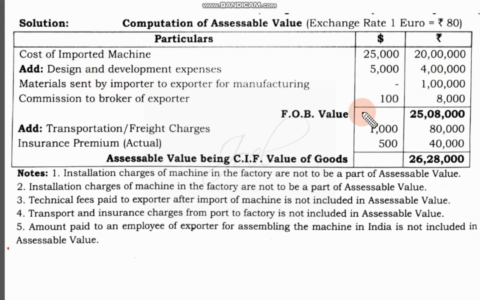When you add all those items, you will arrive at FOB price. FOB price will be 25 lakhs. To this amount, two items should be added. One is freight and insurance. Both amounts are given in the problem, and it is not air freight, so whatever is given in the problem, that itself we will consider as the final amount.